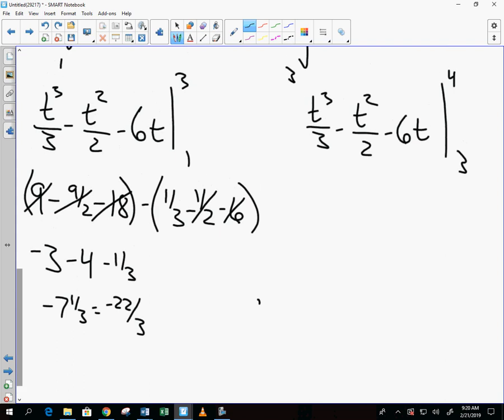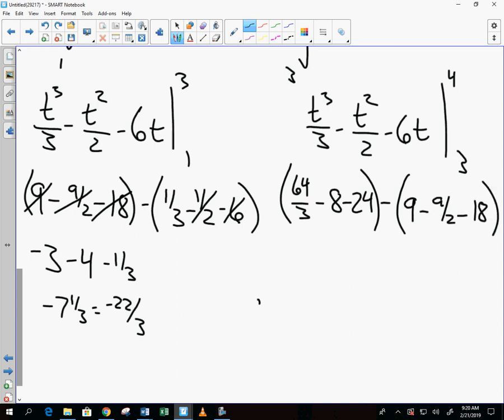Plug in 4, what do we get? 64/3 minus 8 minus 24. Does that look familiar? Yeah, you used it before. Then we plug in 3, and I get 9 minus 9/2 minus. Does that look familiar? Yeah, you've used it before. You can see where it comes from.